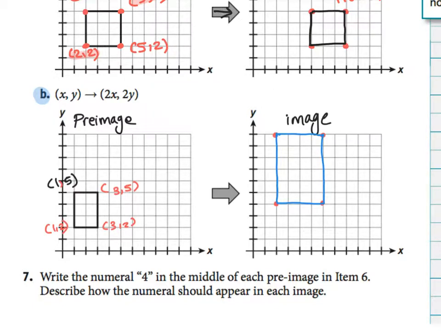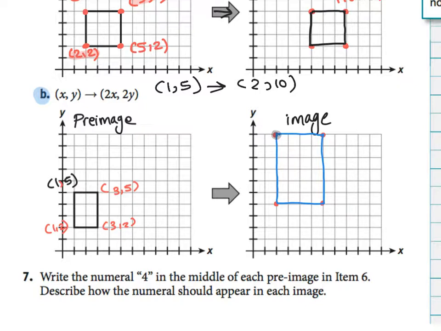Okay, so let's go ahead and look at this together. So that is the original figure, the pre-image, and that's the image. It means the figure after transformation. Now I'm multiplying the x by 2 and the y by 2. So if I start with (1, 5), and I multiply the x and the y by 2, it becomes (2, 10), and the point is this point over here.